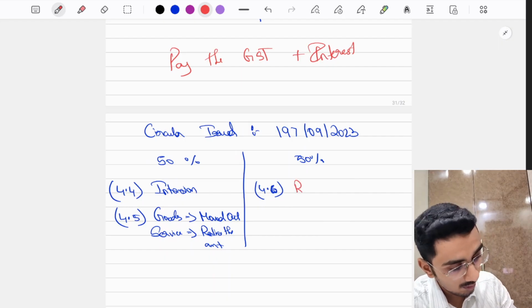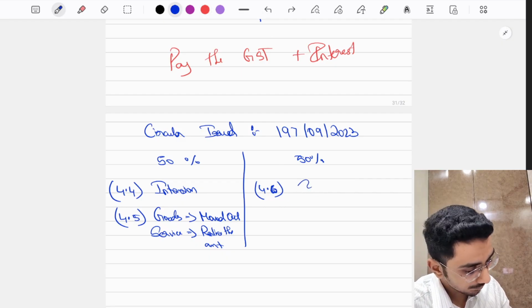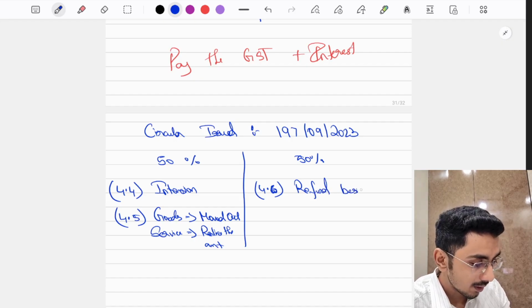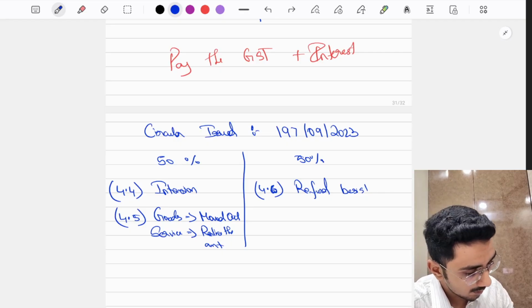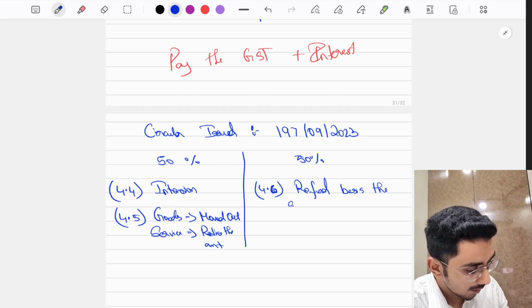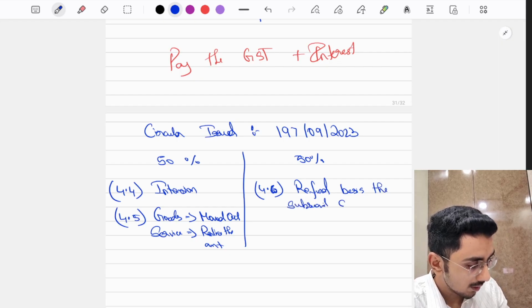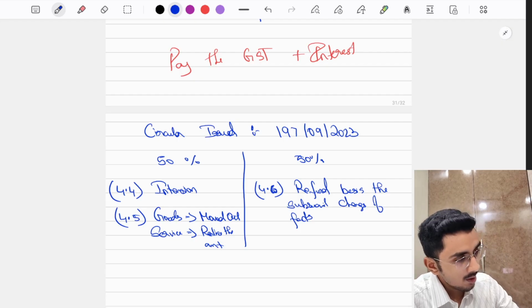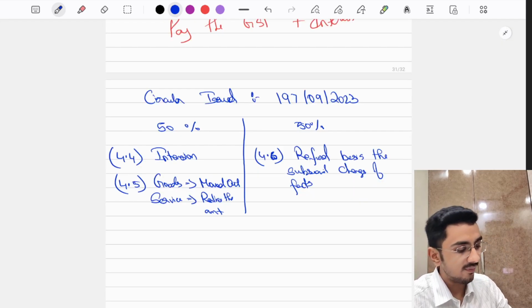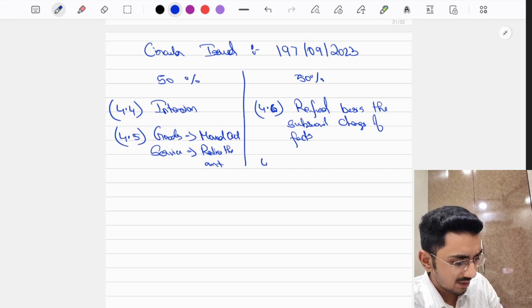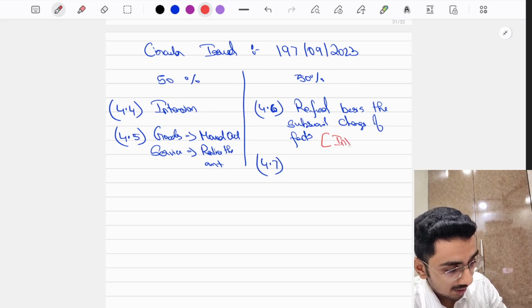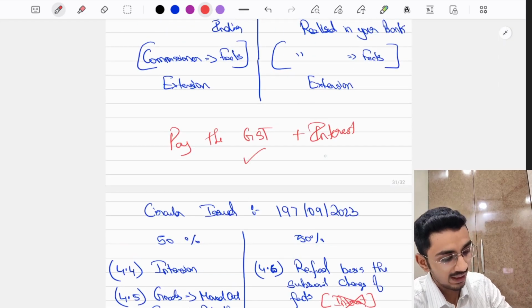You can apply for a refund basis the subsequent change of facts. Once the facts are clear, next, how will you apply for the refund? Very simple. And there is one more condition attached: a refund of interest you cannot apply for. Once the interest is paid, you can go for a refund of tax but not for interest.